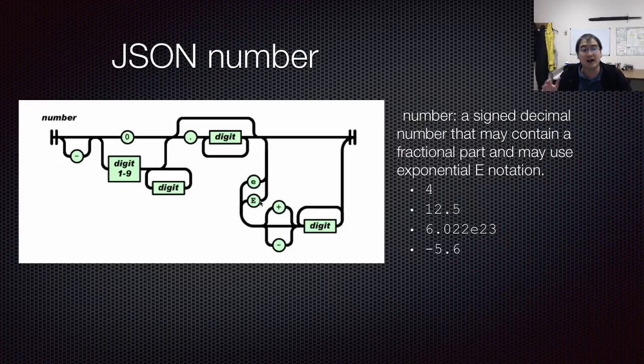And then there's the optional dot and more decimal digits. And then there's the optional E notation using capital E or lowercase e. You can have a signed scientific notation, and then you can have as many digits as you want to end.